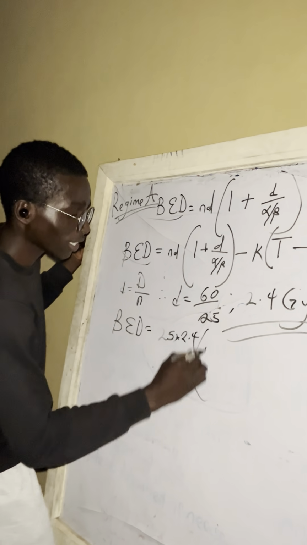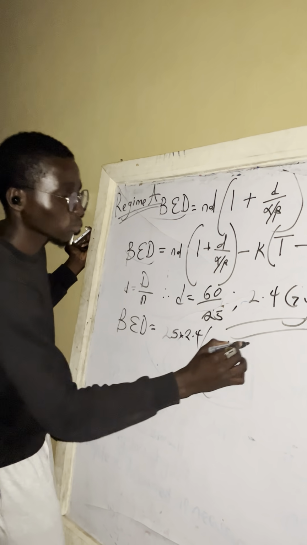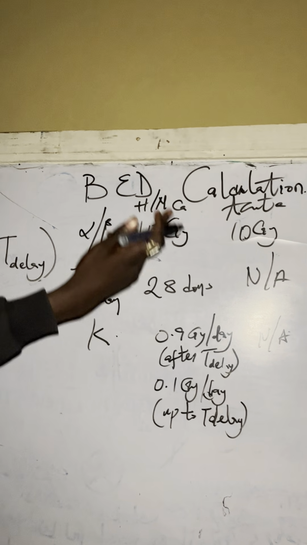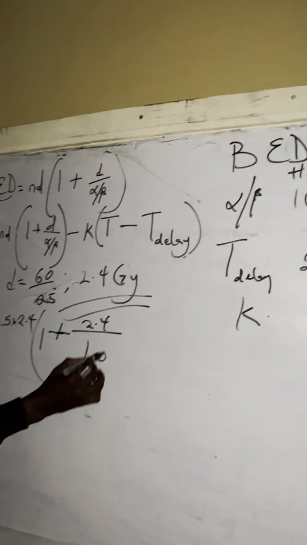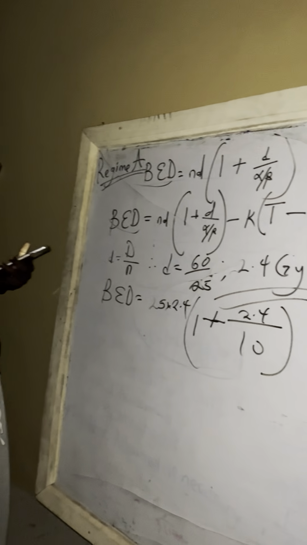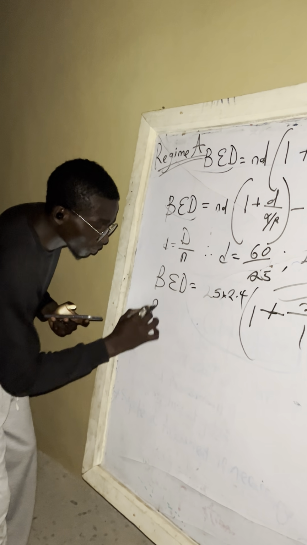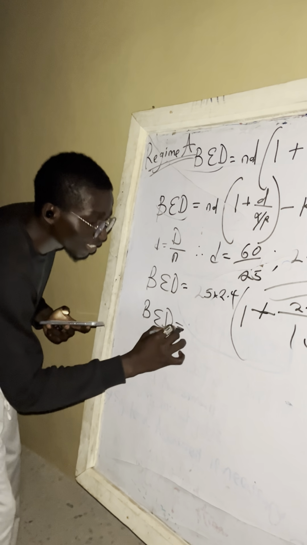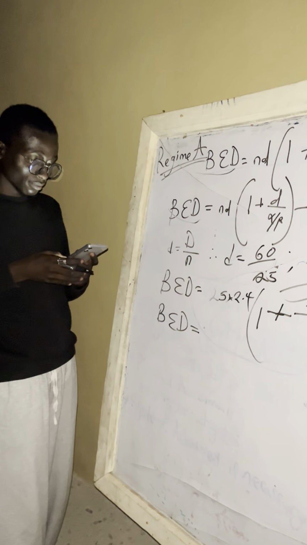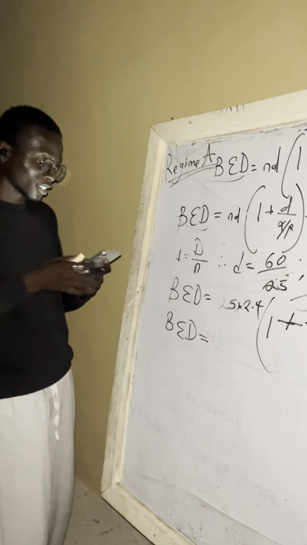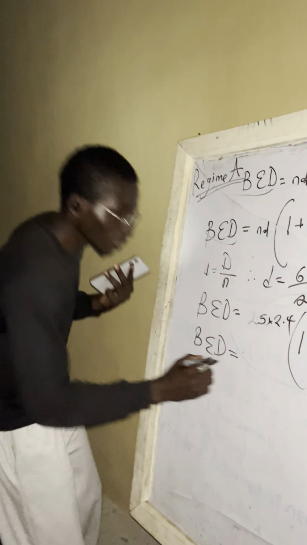In the bracket, 1 plus 2.4 over the alpha to beta ratio that is given for the tumor, which is 10 gray. So in that case, we are going to have 25 multiplied by 2.4. What is it going to be? That's 60. Right. So that's going to be 60, and we have 60.